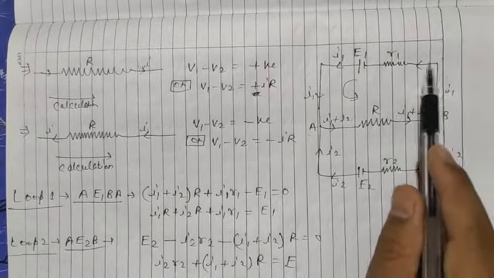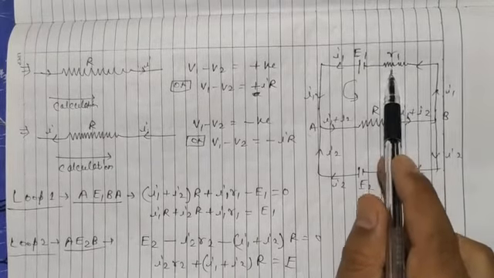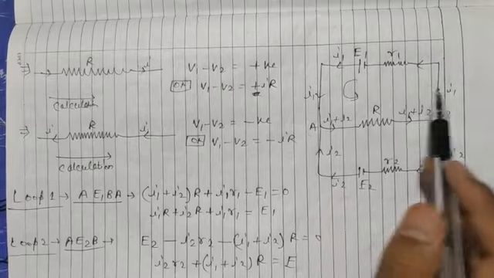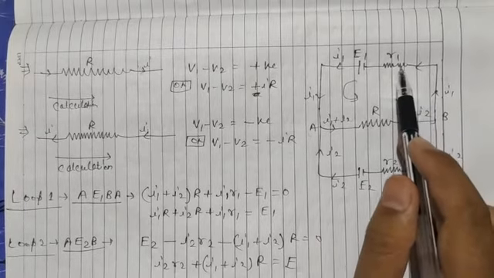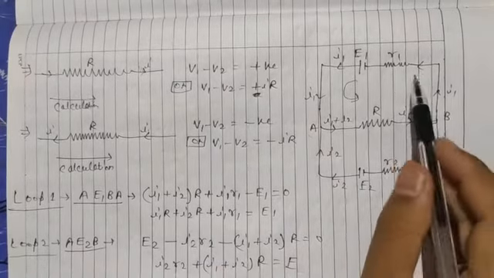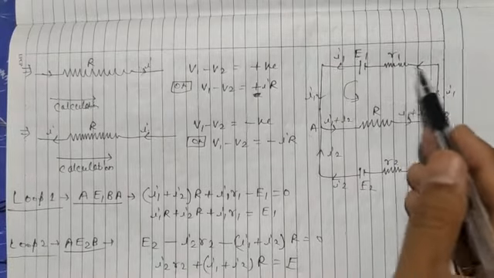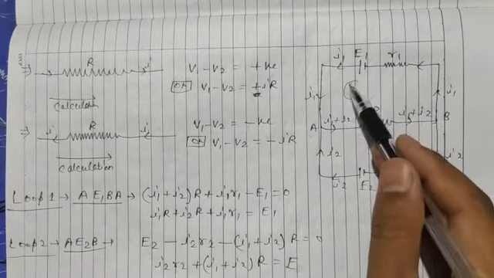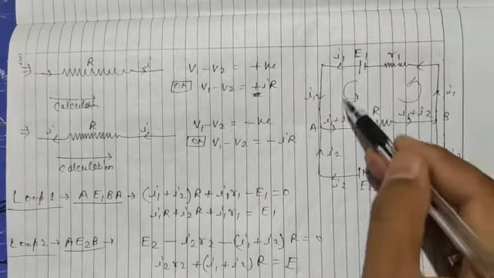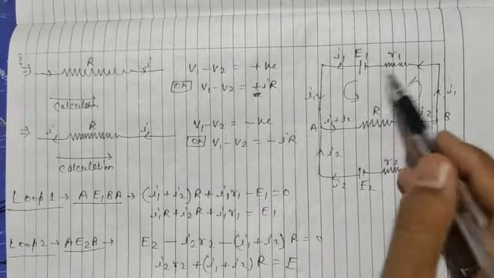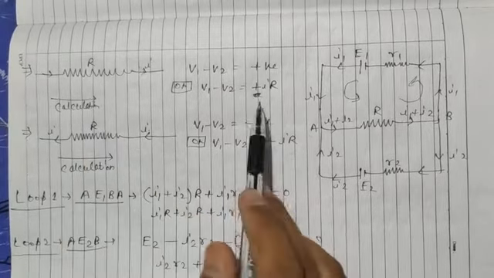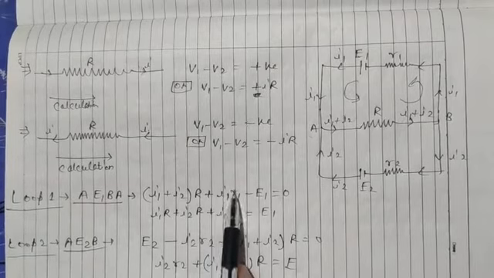Now the second element is this resistance, and its potential difference is given, according to Ohm's law, by V equal to IR. The current is I1 multiplied by R1. In this case, the direction of current is this way and the direction of calculation is anti-clockwise. The direction of current and direction of calculation are the same. So according to this rule, the potential difference is positive I1 R1.